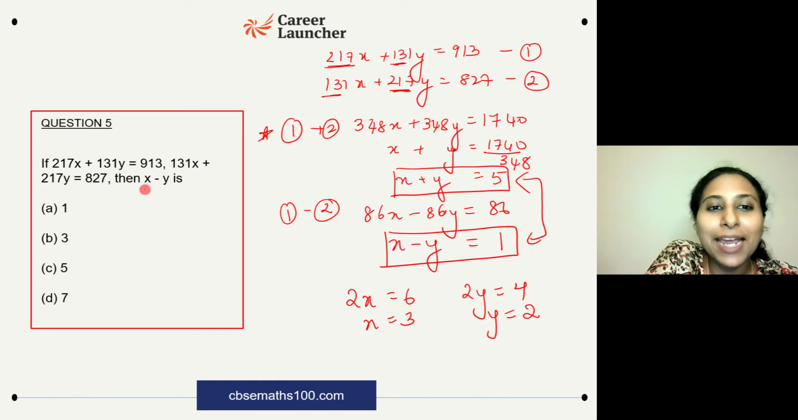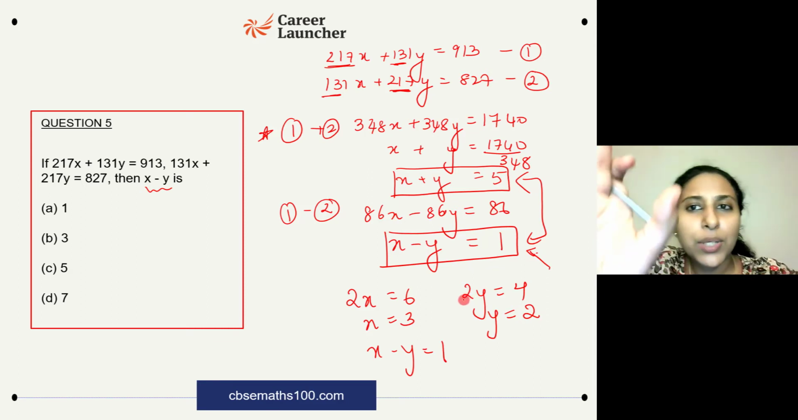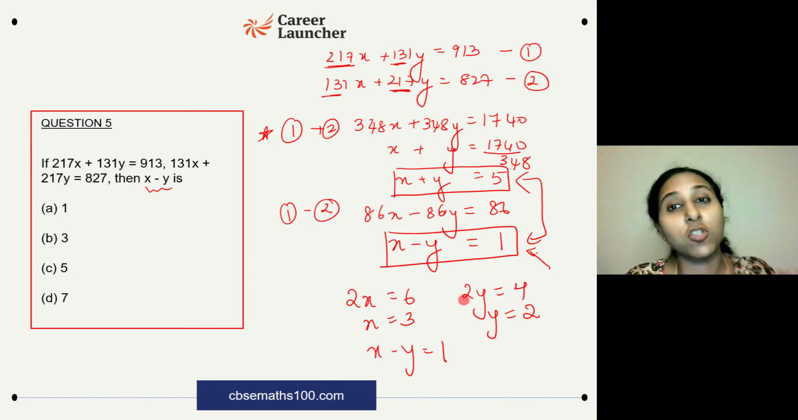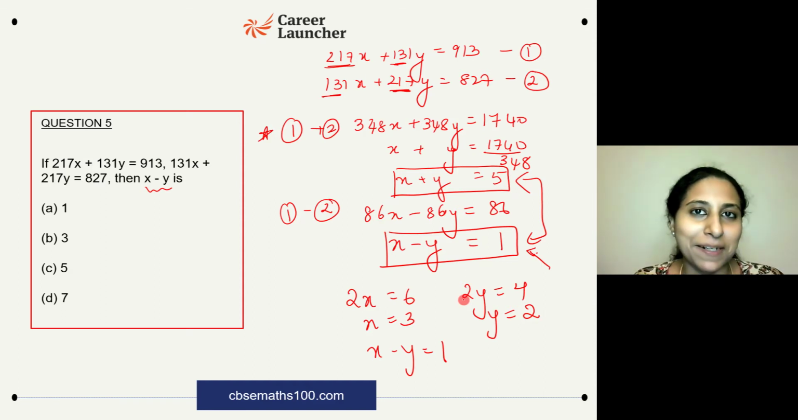Here, you would obtain the value of x minus y as 1. Same as what we already got here. x minus y equals 1. Now here you would notice I have done all the steps involved in solving these two equations to get the value of x and y. That's because I wanted to discuss this method here.